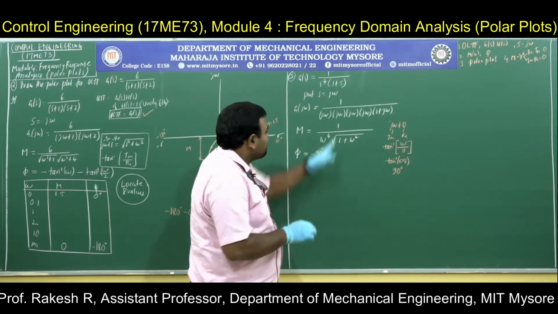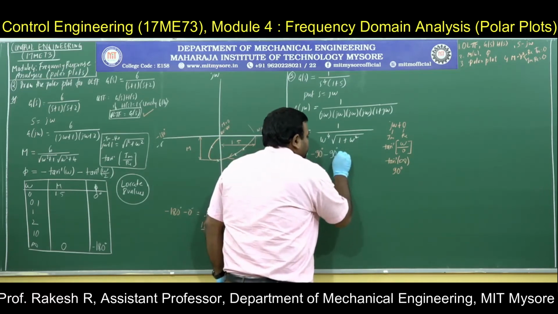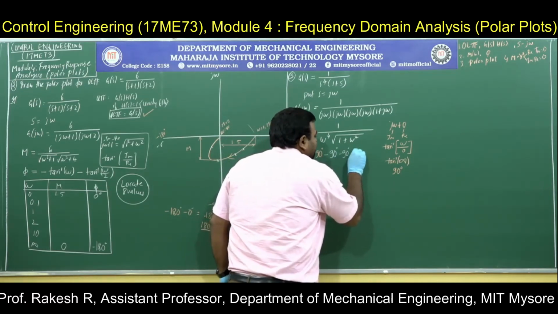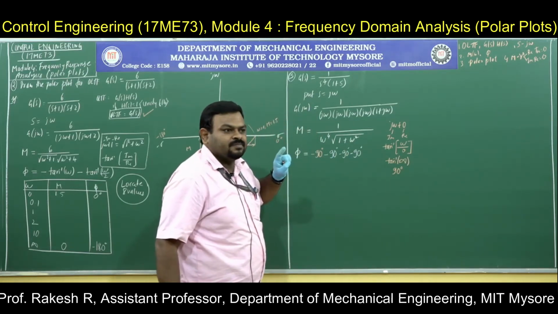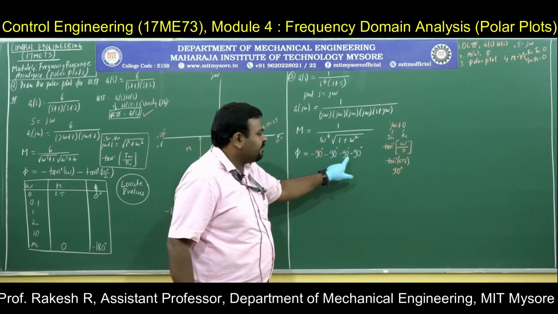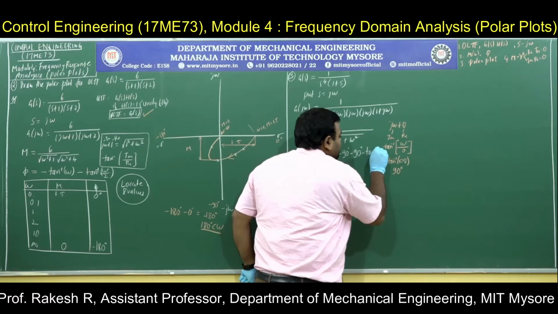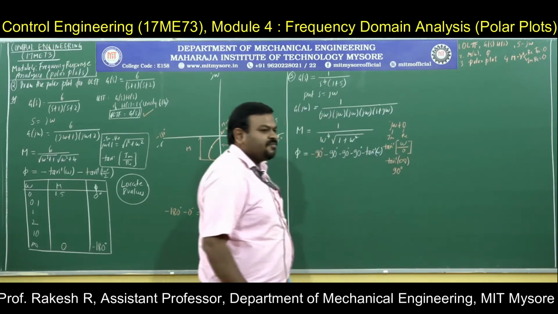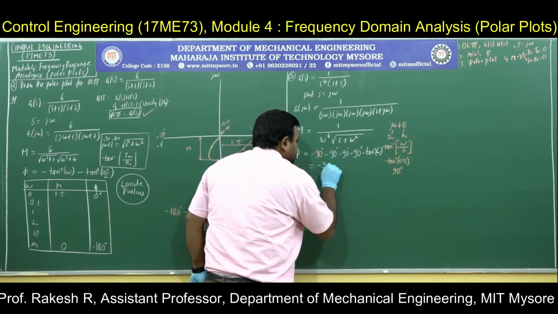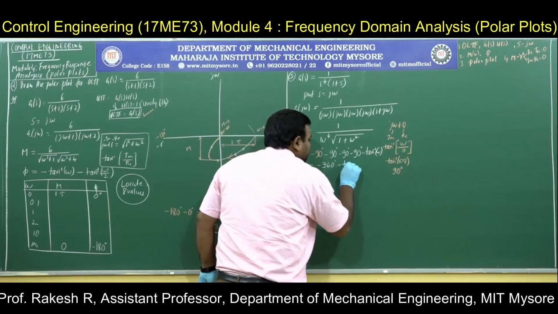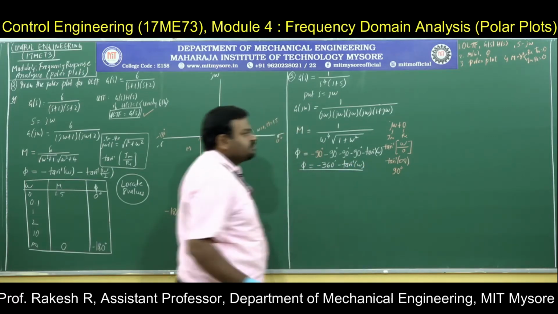Again there is j omega, minus 90, minus 90, minus 90. So 4 times: minus 90, minus 90, minus 90, minus 90, minus tan inverse omega. So this is the equation for phase angle and it will be 4 times 90 is 360, minus 360 degree minus tan inverse omega. This is the phase angle.